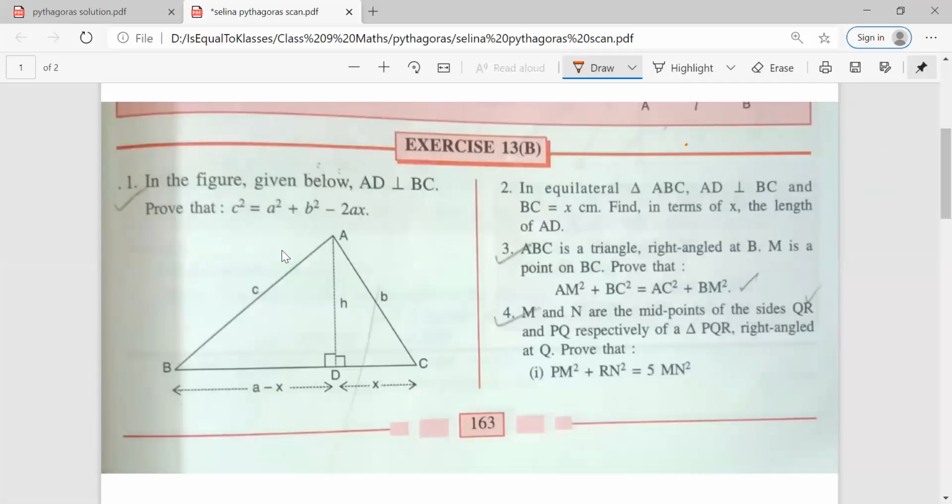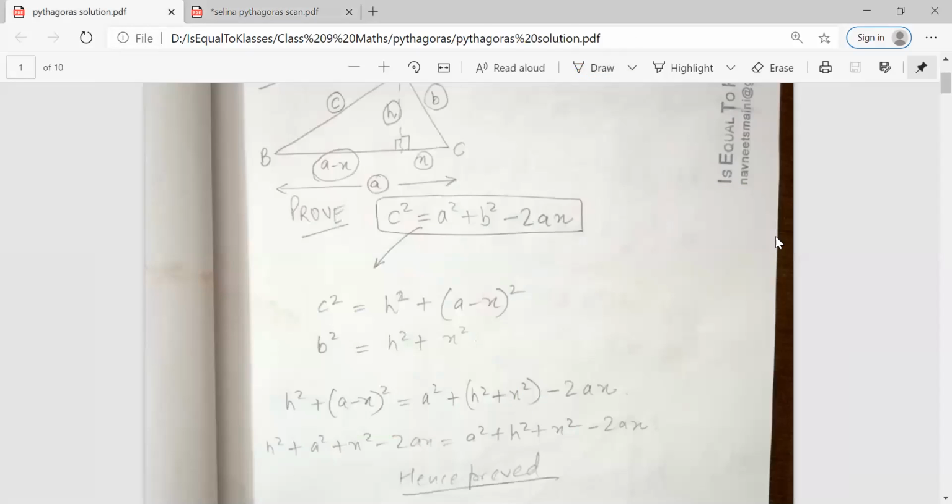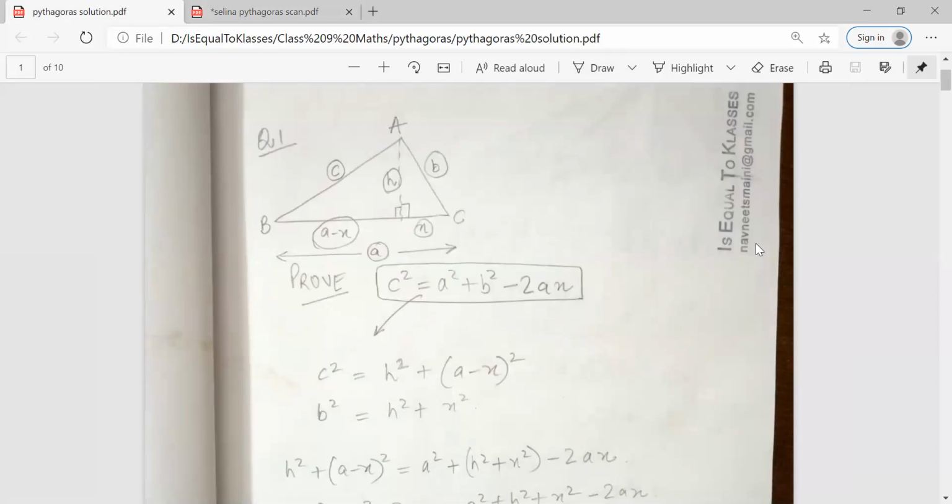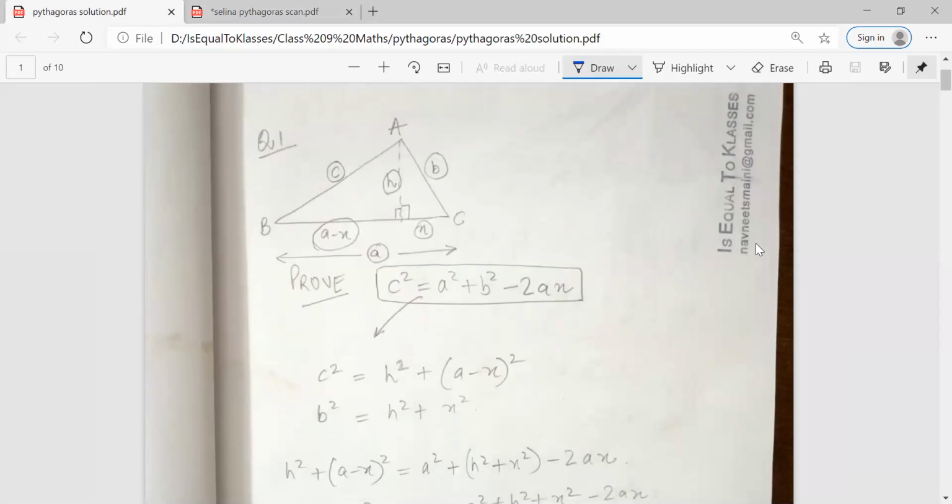Mr. Rudra, how will we solve this question? Okay, so Mr. Rudra, in this question, AD is perpendicular to BC. This is what is given to us. Now, one thing that you need to understand is that all these are the lengths of the sides. Is there any doubt about this? No, sir. Okay. Now, I have done the solution and I will explain the solution to you. This is what you need to prove.